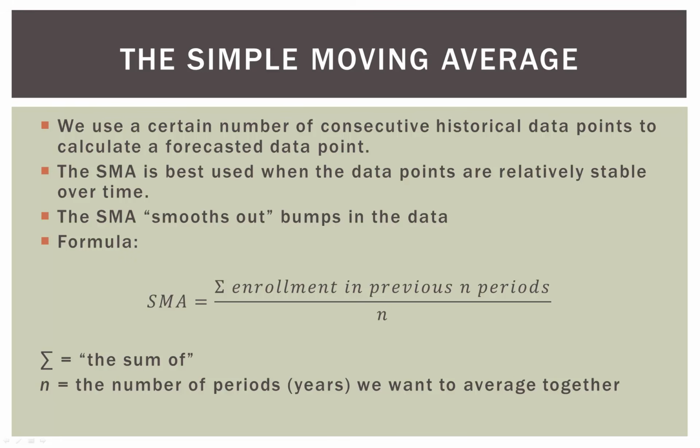And then in the denominator in the bottom, n is just the number of years we're doing it, in this case 3. So all this fraction is saying, in the case of 3 years, is: take the enrollment for the previous 3 years, add them together, and divide by 3. And that will give you your simple moving average for right now. That's all that formula means.